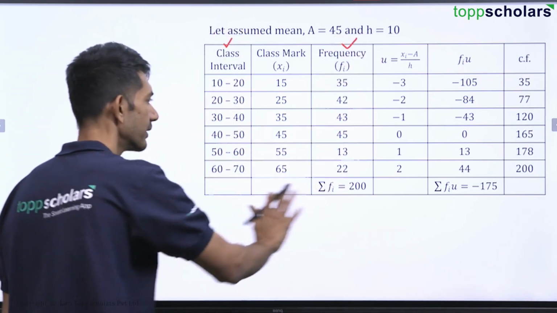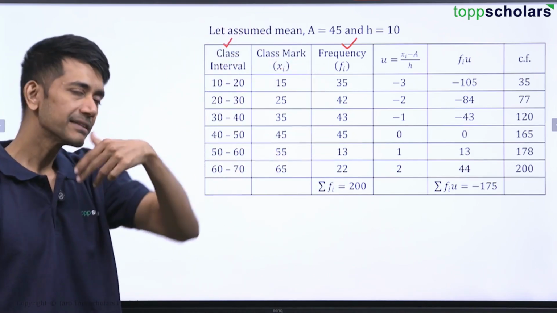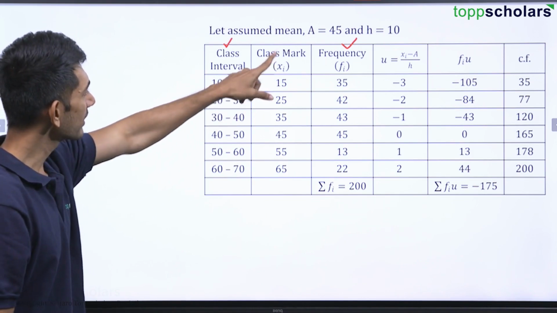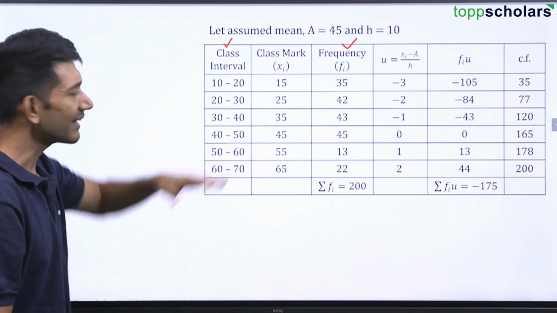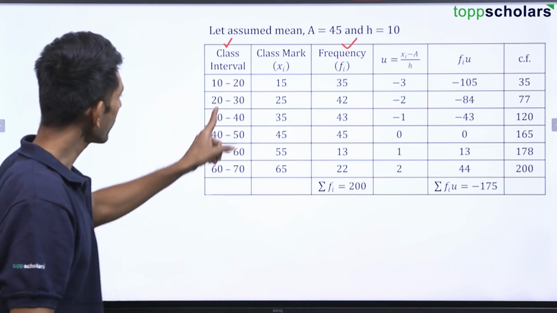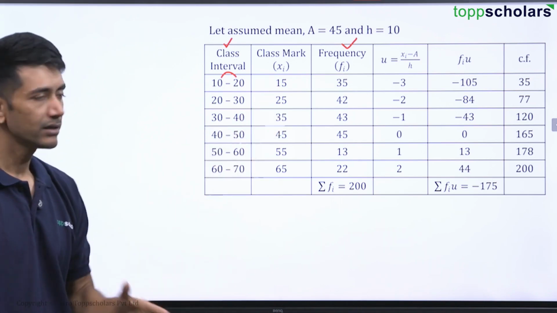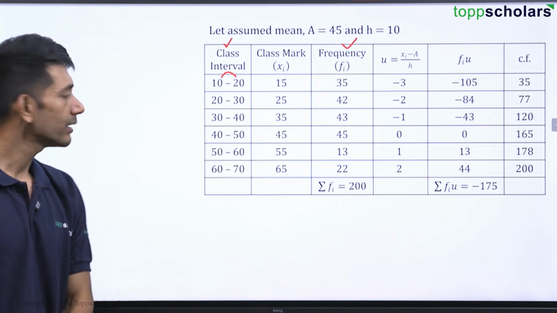Frequency is given. Class interval given, frequency given. Two columns as it is. Class mark. Class mark is what? Mean of the class interval. 10 to 20. So what is the middle value of 10 to 20? The middle value is 15. In between 10 and 20, you have 15.